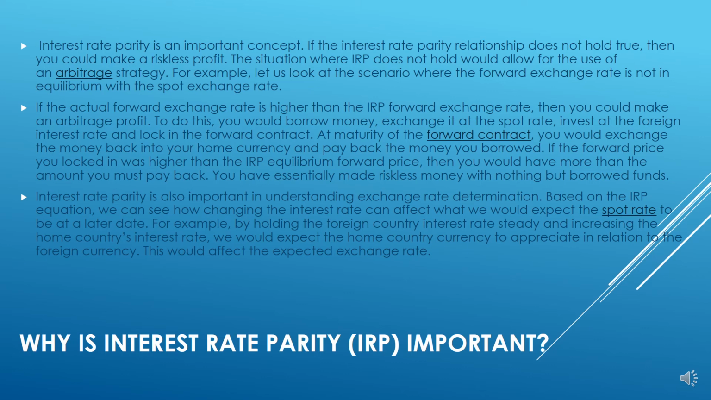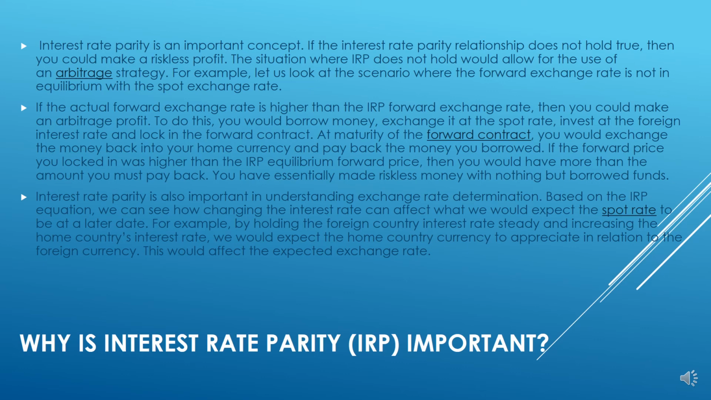To do this, you would borrow money, exchange it at the spot rate, invest at the foreign interest rate, and lock in the forward contract. At maturity of the forward contract, you would exchange the money back into your home currency and pay back the money you borrowed. If the forward price you locked in was higher than the interest rate parity equilibrium forward price, then you would have more than the amount you must pay back. You have essentially made riskless money with nothing but borrowed funds.